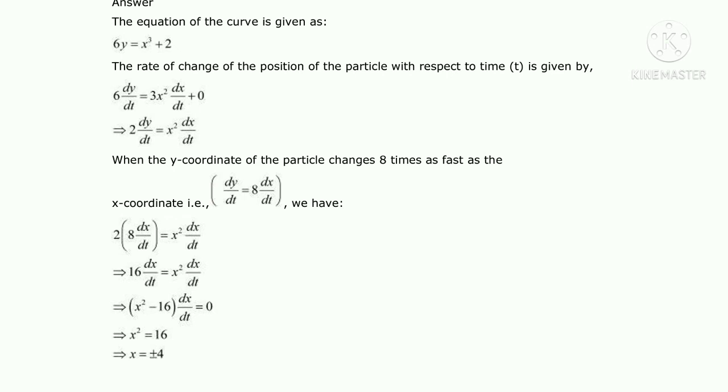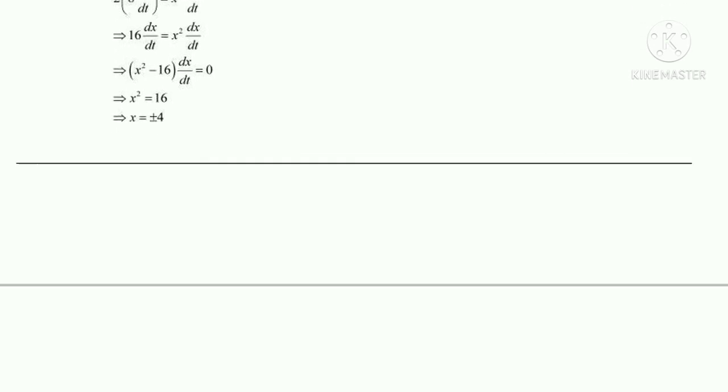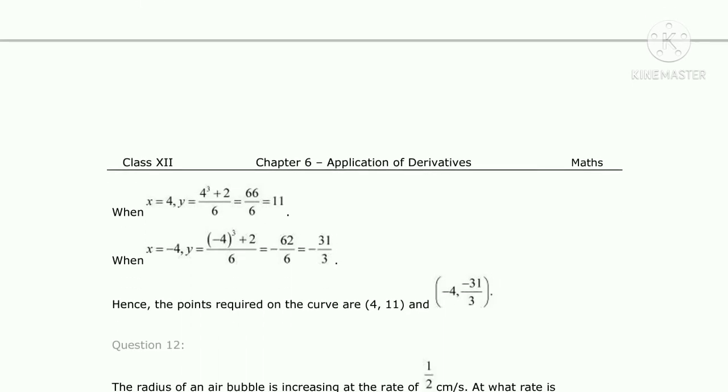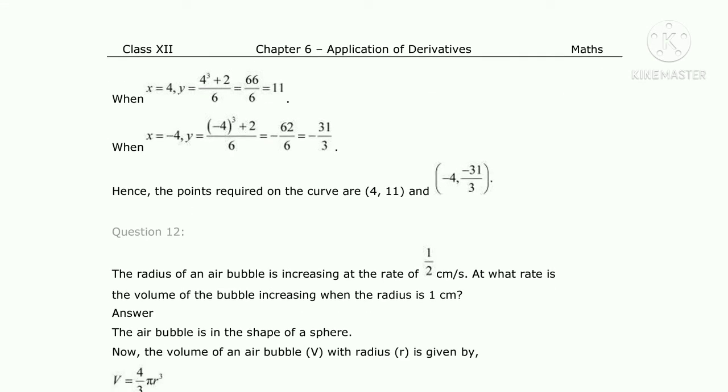X or value 4 put korile y value ahibo, aru x or value minus 4 put korile again y value ahibo, aru value kita hobo tumar 4 and 11, minus 4 and minus 31 by 3. I think easily understood this one, buji pala?